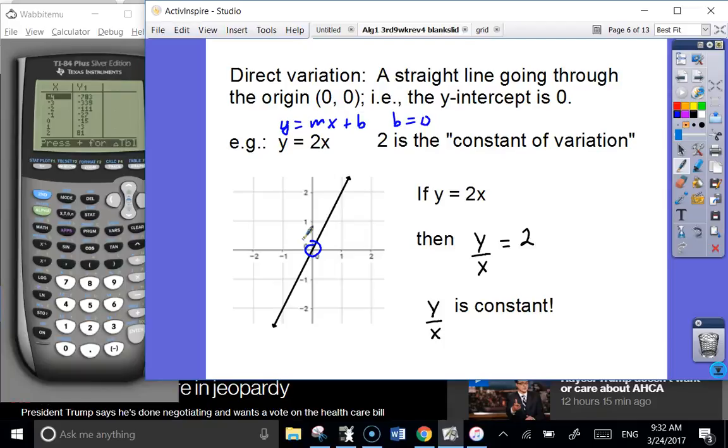Now, that number that's in front of x, the 2, is called the constant of variation, or sometimes a constant of proportionality. The SOLs call it that more. But if y equals 2x, then if I just divide by x, y over x equals 2. So now, how many points make up this line? Infinitely many points, right? Every point has a different x value and a different y value. So x and y are not constants. But if you divide y by x in a direct variation, that has to be a constant. That never changes.